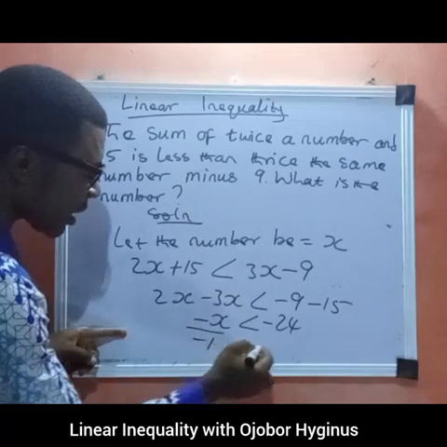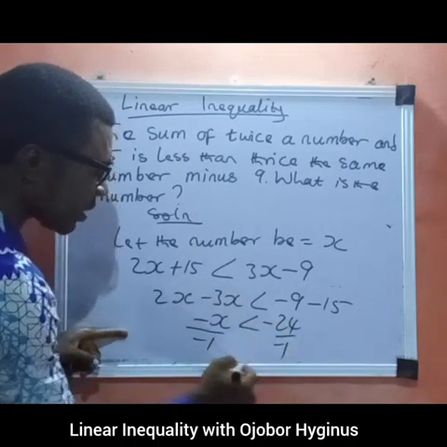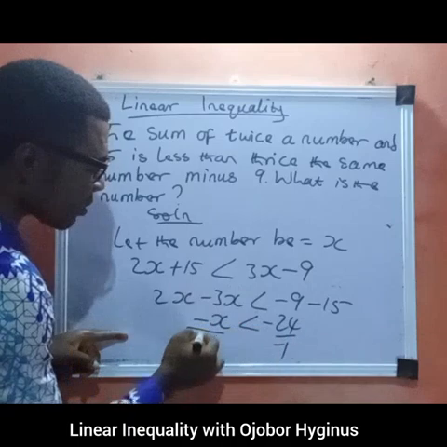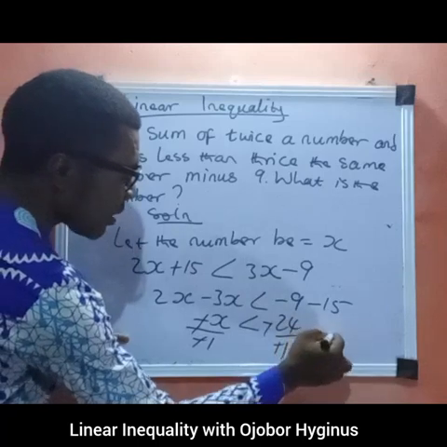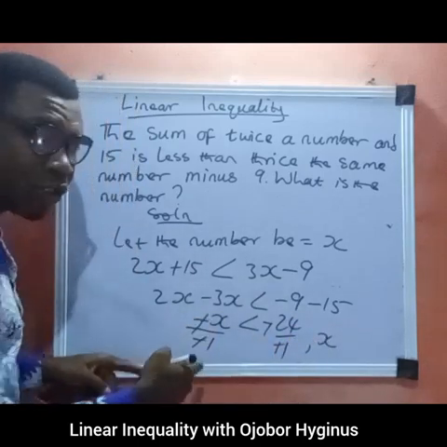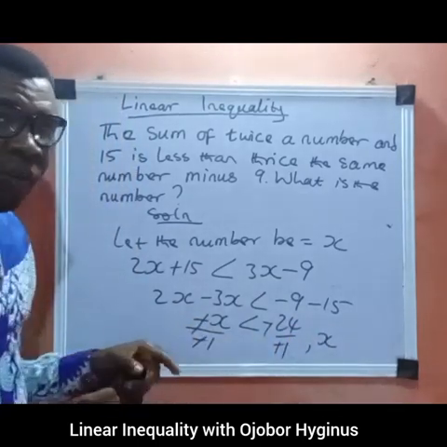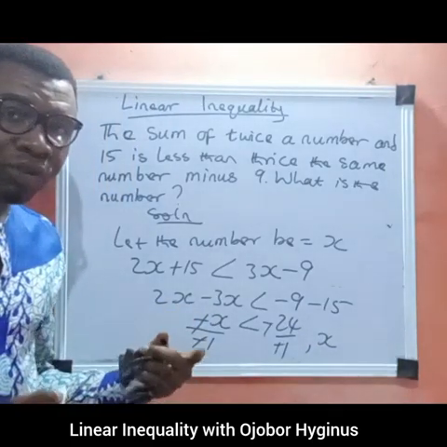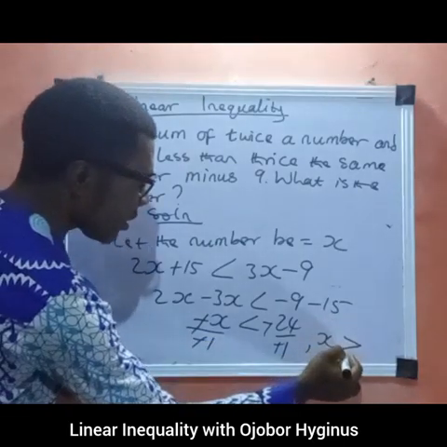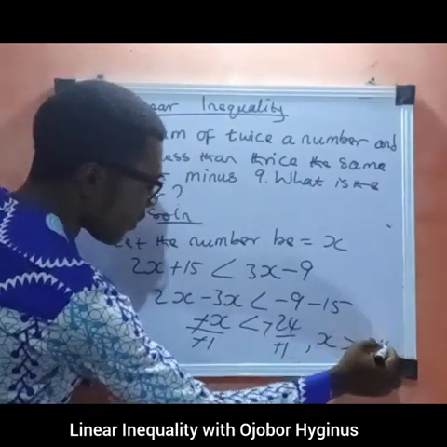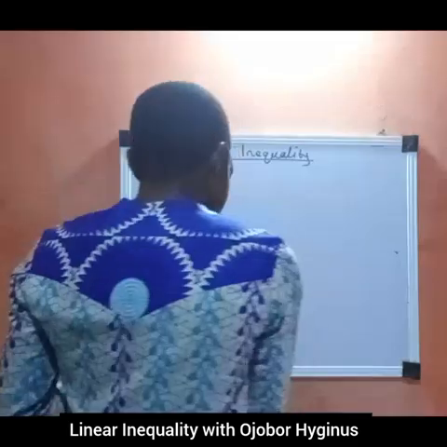Divide by minus 1, divide by minus 1. When you do that, minus will cancel minus, minus will cancel minus, and x will be... because we are dividing through by a negative. Remember I said when you are multiplying or dividing through by a negative number, the sign changes. x will be greater than 24, and that is it.